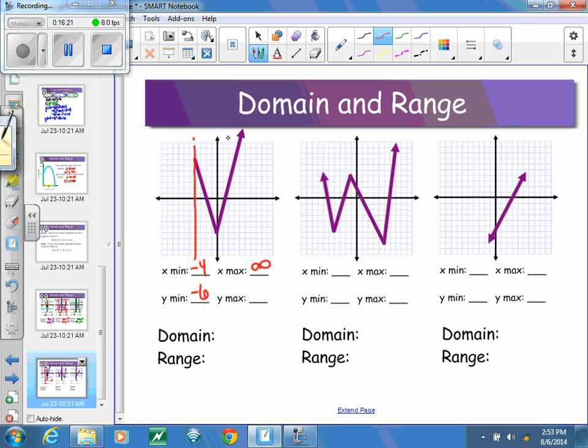And then as far as our y maximum, you have to be careful, because the y maximum is not going to be at, let's see, 1, 2, 3, 4, 5, 6, 7. Okay, this right here, that's not your maximum, because it's going to go past that. And because it's going to go past that non-stop, our y maximum is really going to go towards positive infinity.